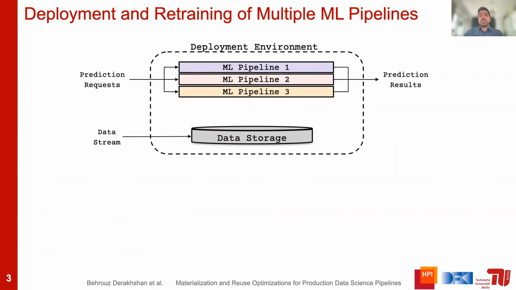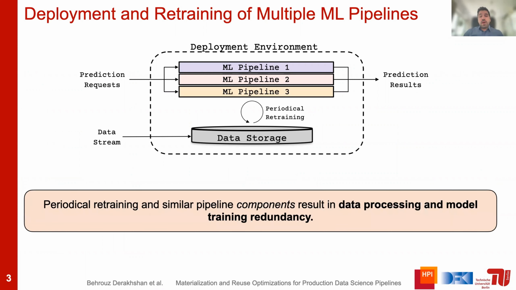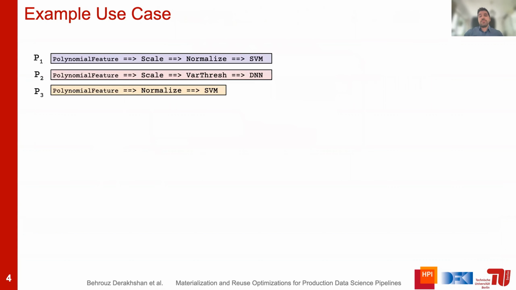In such environments, new training data continuously arrives and is stored in a storage unit. As time goes by, the quality of our model may degrade. Therefore, we periodically retrain the pipelines to ensure they stay up to date. The periodical retraining, as well as any similarities between the pipeline components, can result in redundant data processing and model training. And our goal is to eliminate such redundancies.